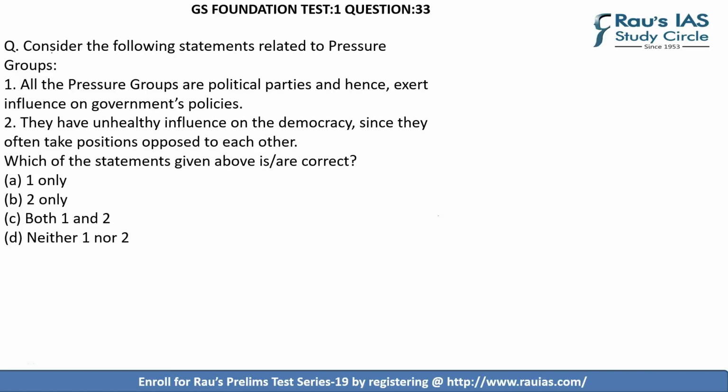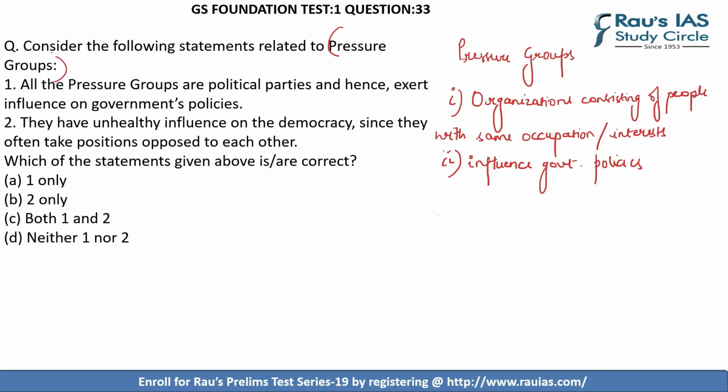Question number 33 contains 2 statements with respect to pressure groups. Now let us first understand what we mean by pressure groups. Pressure groups are organizations with people of common interest and aspirations who try to influence government policies. However, their influence is indirect, which means they do not take part in electoral competitions. Some examples of pressure groups include media, business groups, trade organizations, etc.